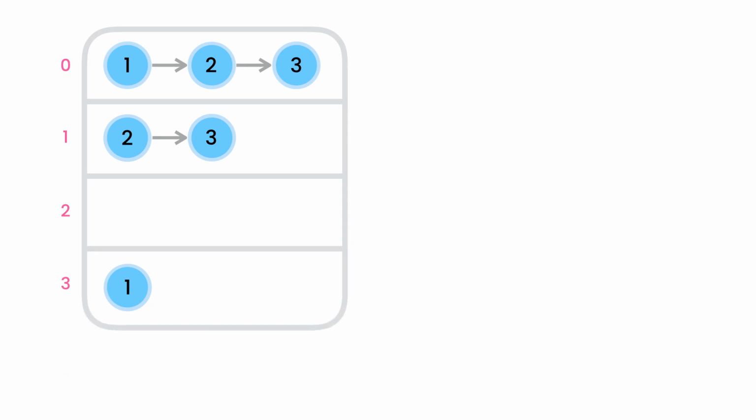Let's say we want to add a connection from Bob to John. Using our hash table, we find the indexes of these nodes. We go to the linked list for Bob and add a new node here. That's an O of 1 operation.